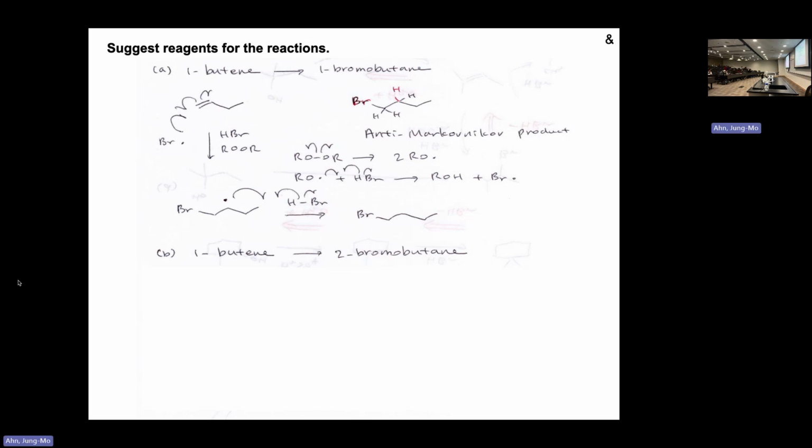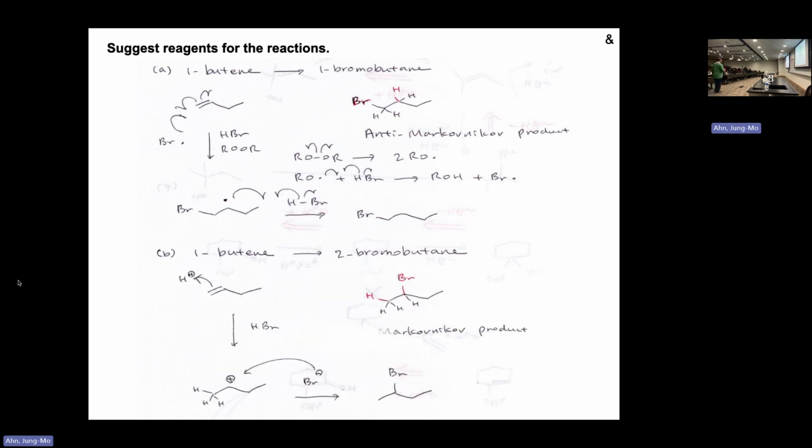The second part is 1-butene becoming 2-bromobutane. Now the bromine goes to carbon number 2. That is the more substituted side. So the nucleophile sitting on the more substituted side is a Markovnikov product. To make a Markovnikov product of HBr addition is simple. You just have to add HBr, nothing else. Proton is an electrophile that's going to be captured by the pi bond. That's where the hydrogen goes to the less substituted side. You get the more substituted carbocation. That is captured by the nucleophile, which is the bromine. Then you're going to see the bromine on carbon number 2.